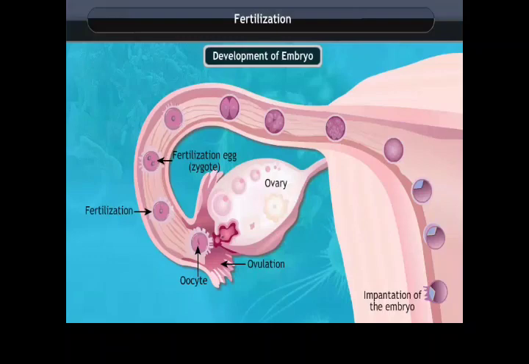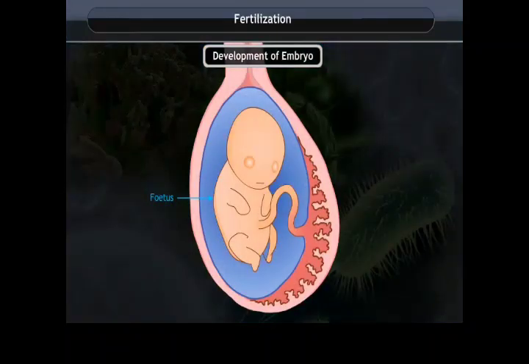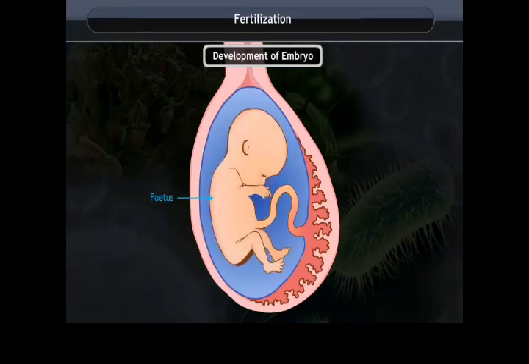The embryo continues to develop in the uterus. It gradually develops the body parts such as hands, legs, head, eyes, ears, etc. The stage of the embryo in which all the body parts can be identified is called a fetus. When the development of the fetus is complete, the mother gives birth to the baby.